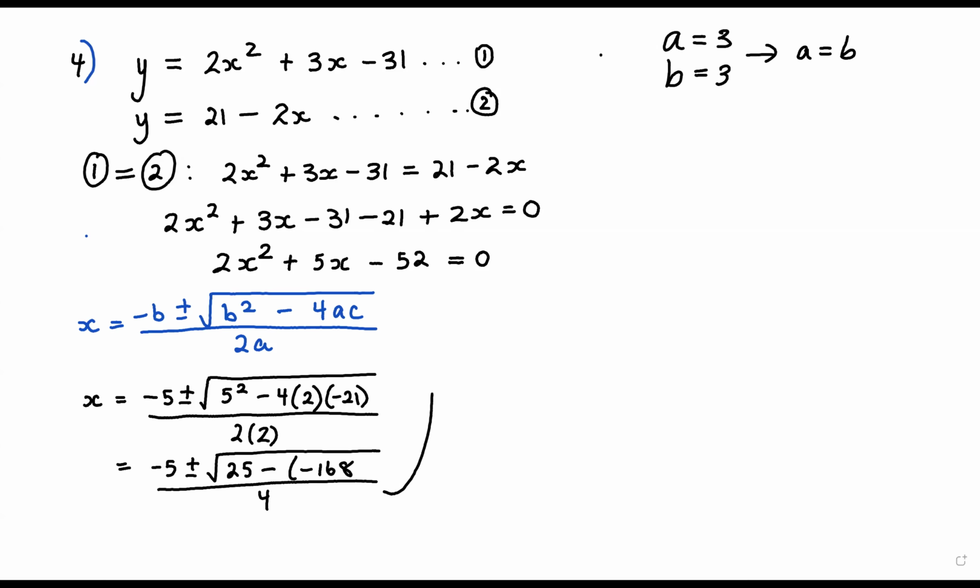So this would give me, going up here now, x is equal to minus 5 plus or minus the root of 25 plus 416, because this minus and minus will change to a plus. So 416 plus 25, which is 441, all over 4.